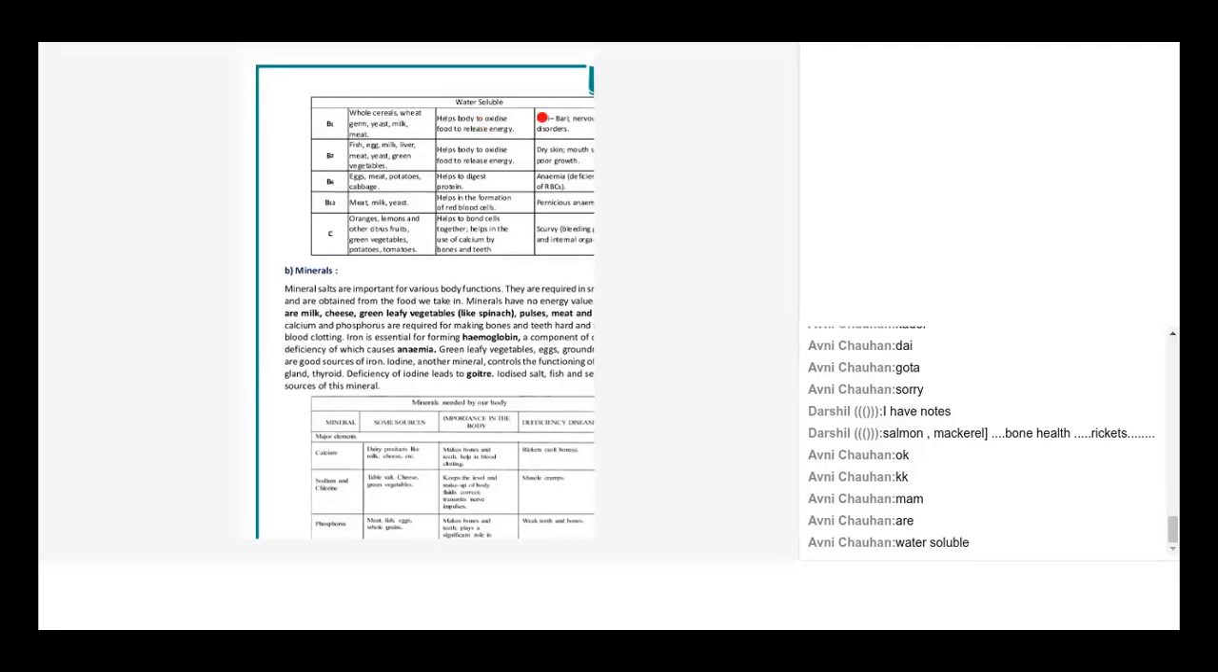Does anyone have a doubt, Yashika? Yes, tell me. Can you give me examples of all these vitamins so that I can understand them? These are the examples of vitamins.